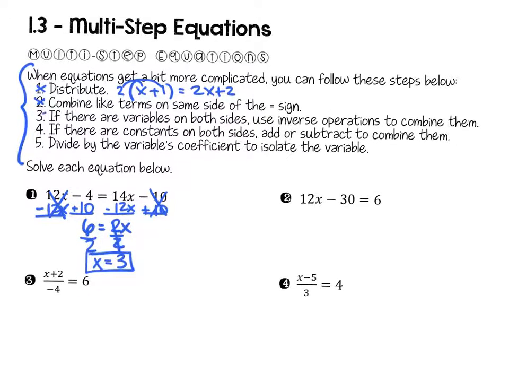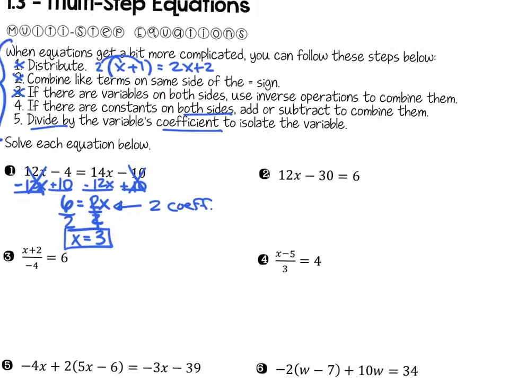Oh, I forgot to work through my steps there. So I described that there's a constant on both sides. And then lastly, divide by the variable's coefficient. So kind of reminding you on that, the coefficient here was 2. You will still need that from that first lesson.